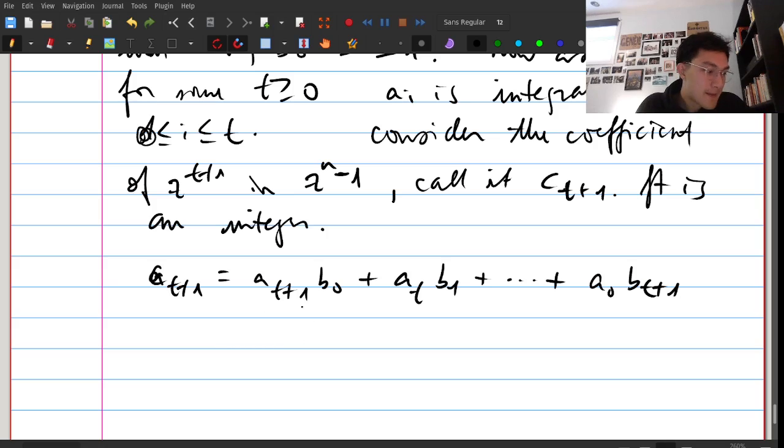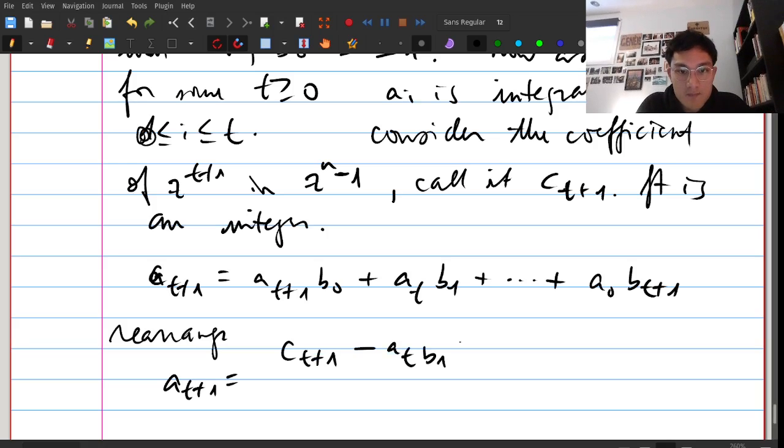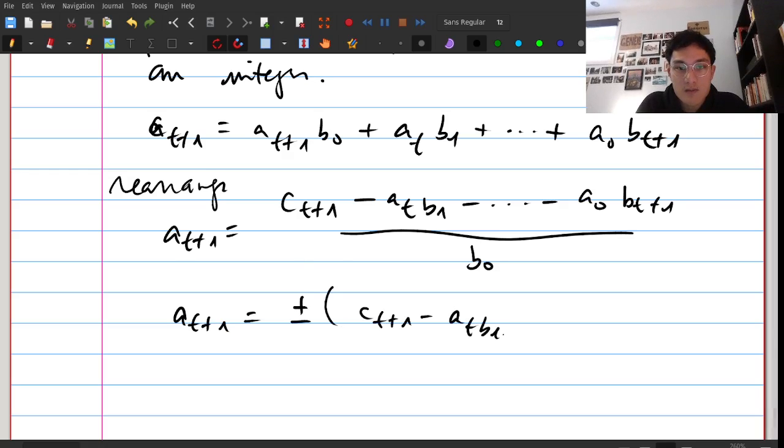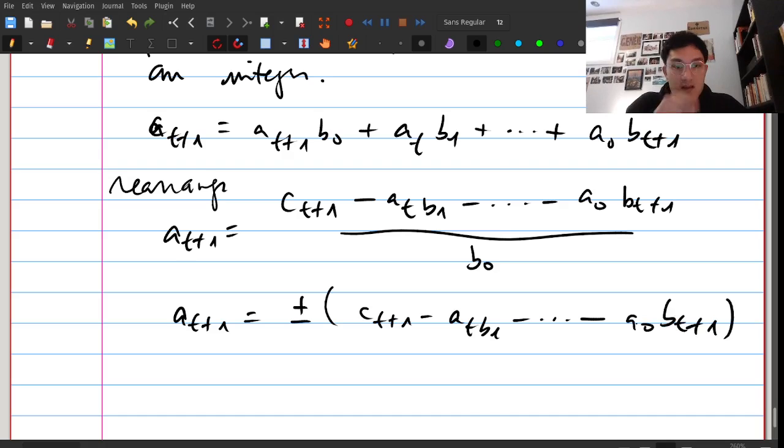Okay, now we rearrange. So we get a t plus 1 is equal to c t plus 1 minus a t b1 minus all the way down to a0 b t plus 1, over b0. But b0 is just a sign, right? So it's 1 or negative 1. And by induction on t, we get a t plus 1 is equal to plus or minus c t plus 1 minus a t b1 minus a0 b t plus 1. And we get that that's an integer.